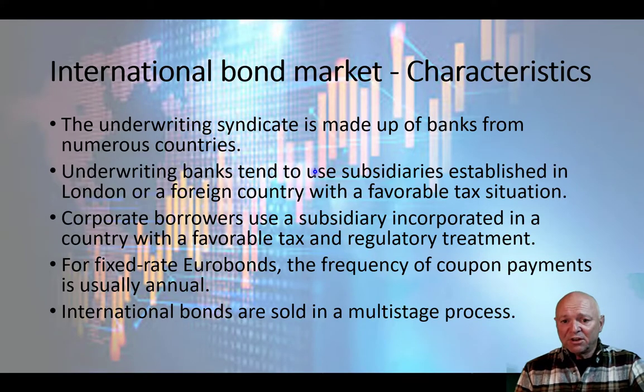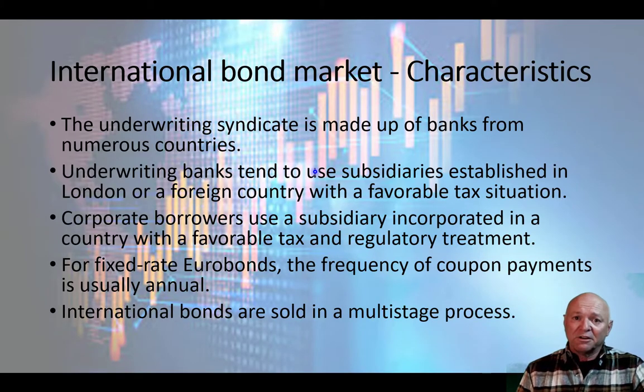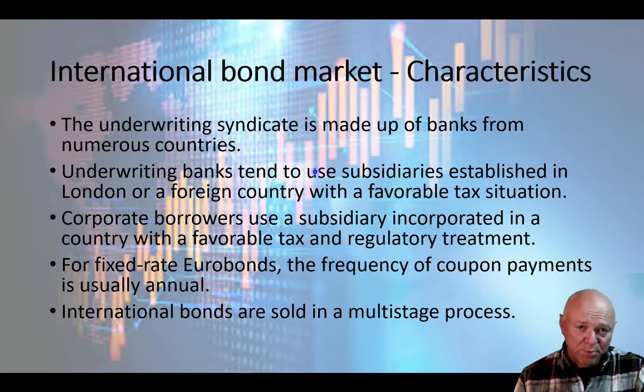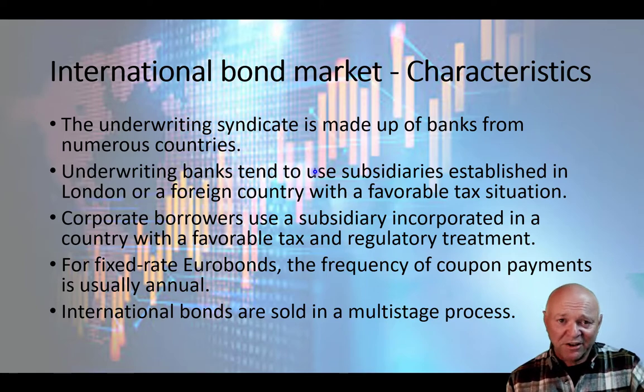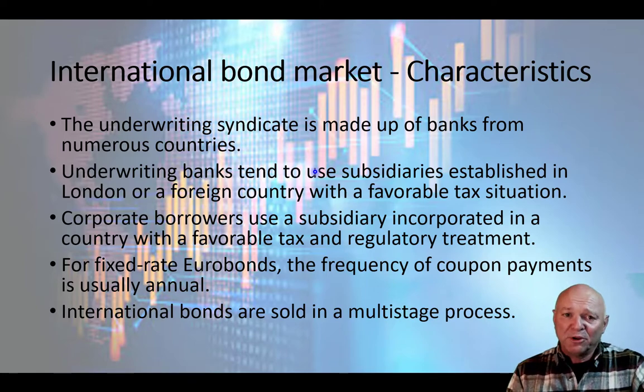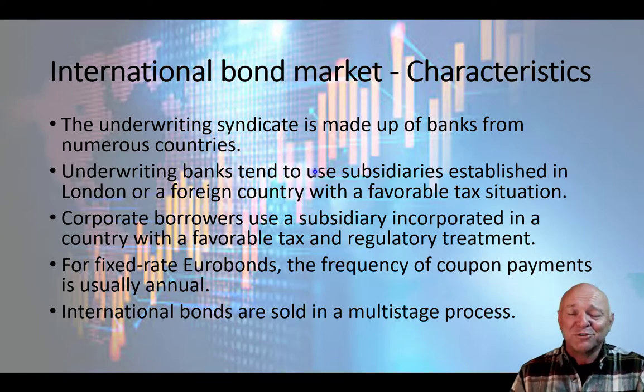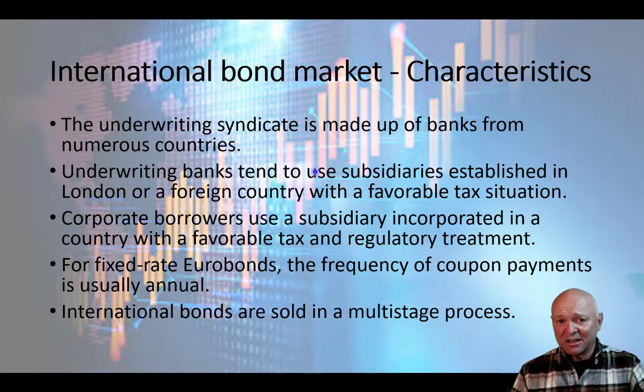Main characteristics of the international bond market. Well, first off, a lead underwriter approaches their friends, all the other international banks, and says, hey, you remember that I helped you to do this deal? Well, I'd like you to help me do a deal. I've got a $100 million issue. Would you take $10 million? And so by ringing around to their friends, essentially the syndicate is created.